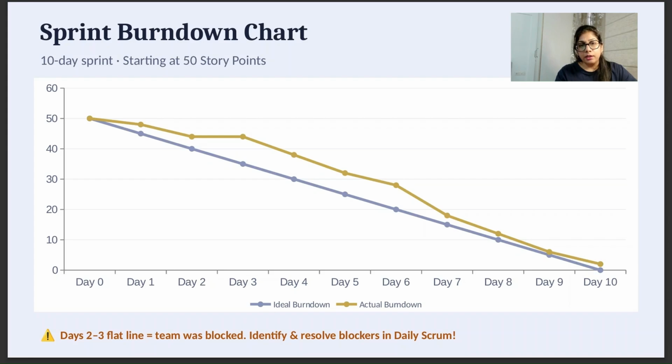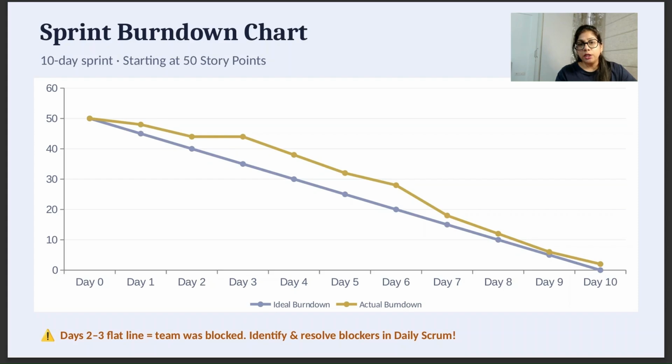If you see the line from day 2 to day 3, it's a flat line. It means that the team is blocked. There has been no progress during this day. So it gives you a chance to ask your team, what is it that is blocking them?